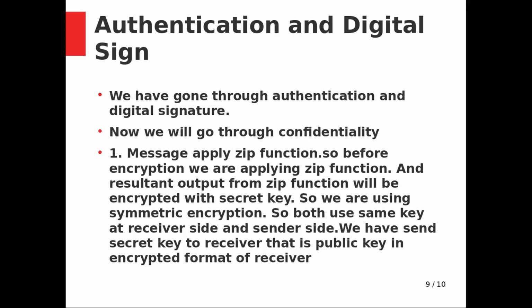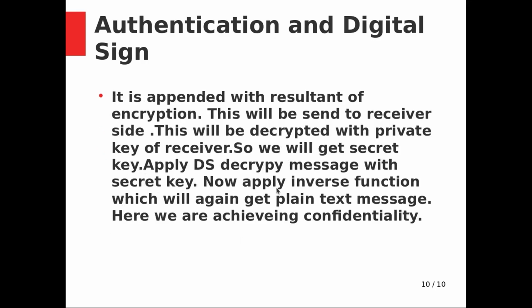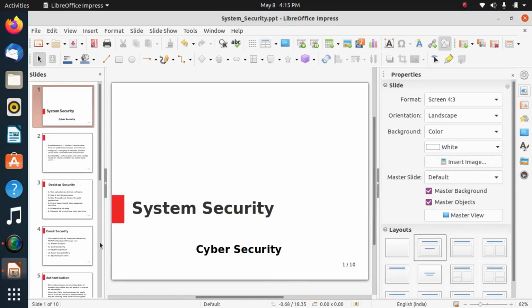Remember one thing, why I am calling it symmetric: because the public key of the receiver is used to encrypt the message at the sender side, and at the receiver side that message will be decrypted with the private key of the receiver. So we will get the secret key, decrypt the message with the secret key, then apply the inverse function, which gives the plain text message, and here we are achieving confidentiality. So that is all about PGP, Pretty Good Privacy.